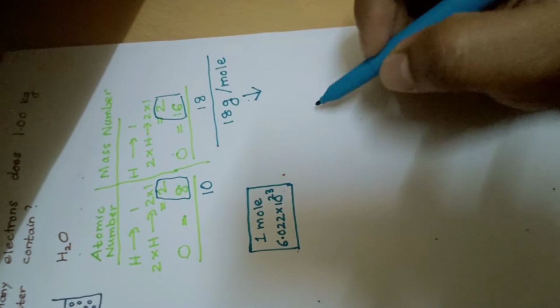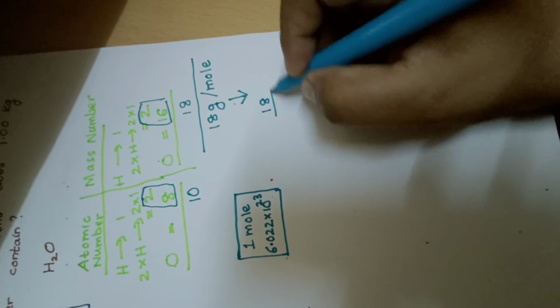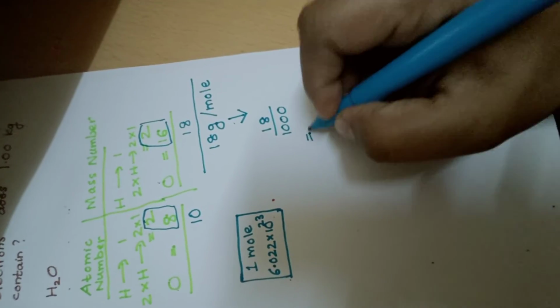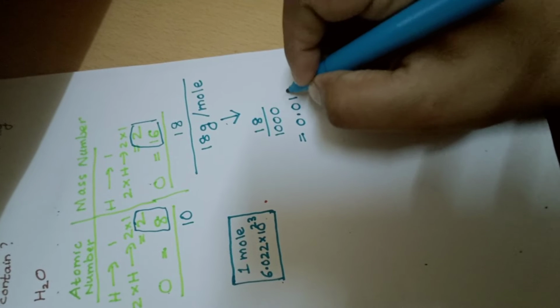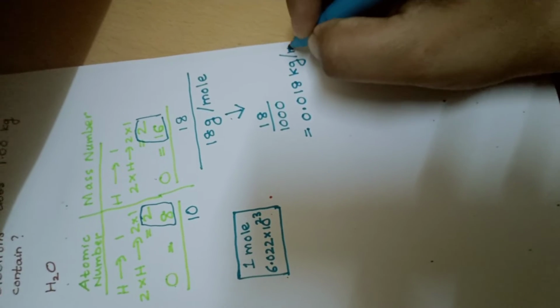Let's do one more thing here. Let's change this into kilogram. So it will be 18 divided by 1000, that is equal to 0.018 kilogram per mole. Okay. Now let's go to the next step.